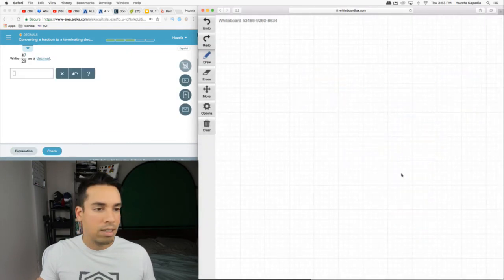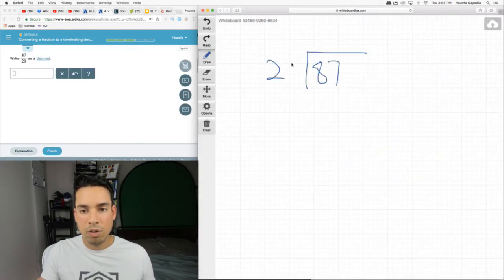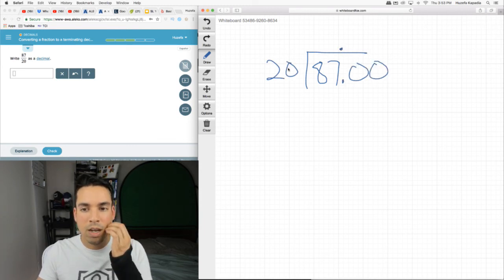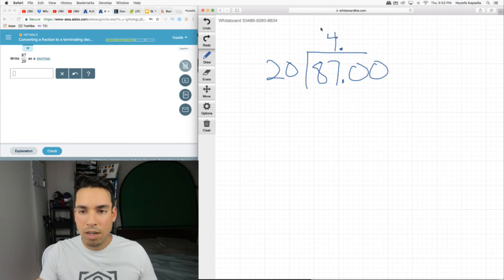And last but not least, 87 over 20. Let's go ahead and do this division. I'm going to add a couple zeros here and make sure to put my decimal right on top. 20 goes into 87 4 times. 4 times 20 is 80. Do the subtraction. Bring down the 0.